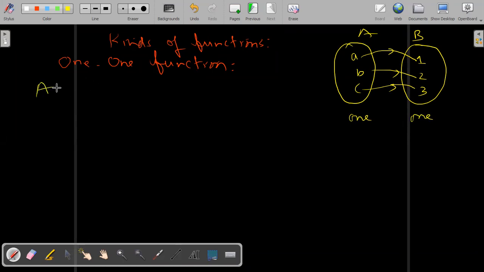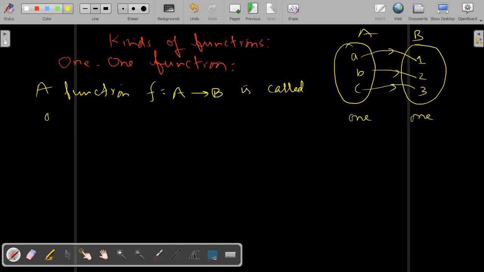So how will we write the definition of a function f from set A to B? A function f or mapping defined from A to B is called one-one. It is a function, but when every element of A has its own image, meaning different images, they have different images. So different elements have different images.